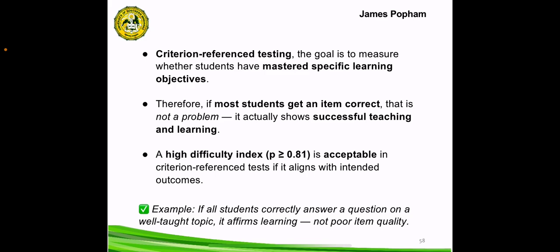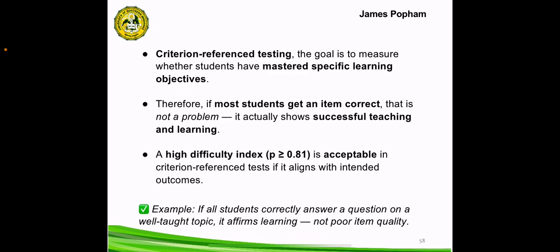Next is the criterion reference test. High scores are good. When high scores are good, it means learning happened. But in norm reference test, we want a mix of easy, moderate, and hard items to spread out students' scores.